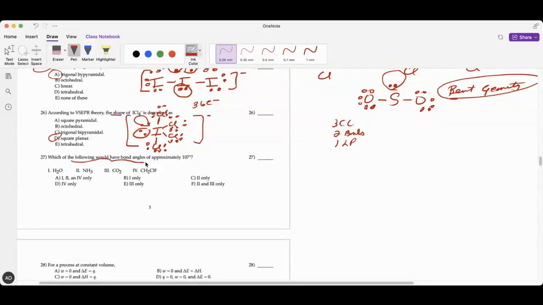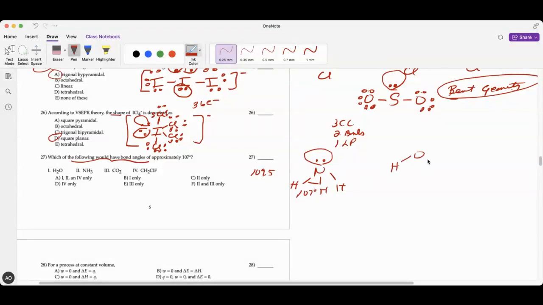Which one of the following would have bond angles of approximately, I'm sorry, 107 degrees? I think it's NH3. Remember, if you have a tetrahedral geometry, the angles are 109.5. Ammonia has a tetrahedral electron pair geometry. There are 4 charge clouds. But remember, this lone pair of electrons compresses these bonds, and it compresses them to about 107 degrees.